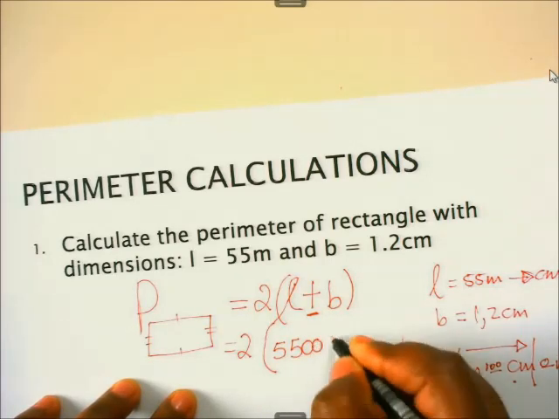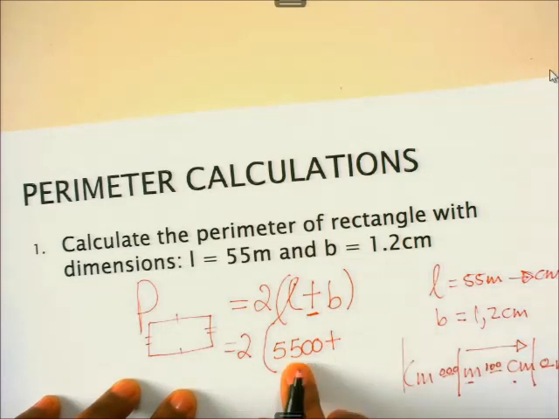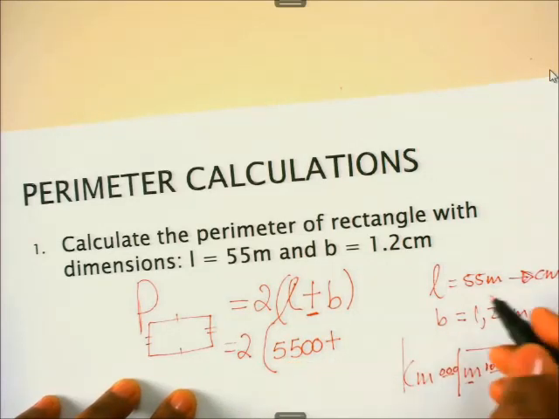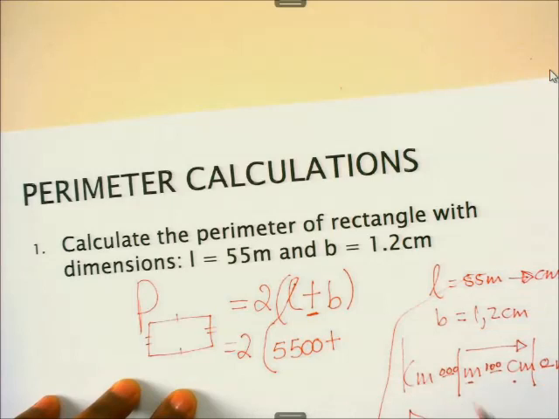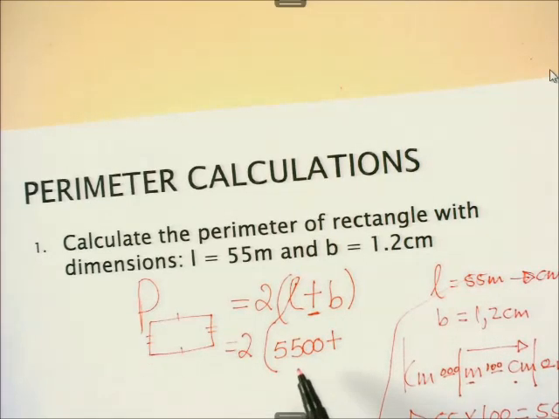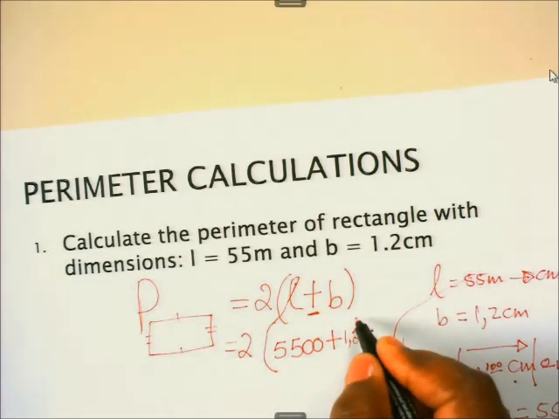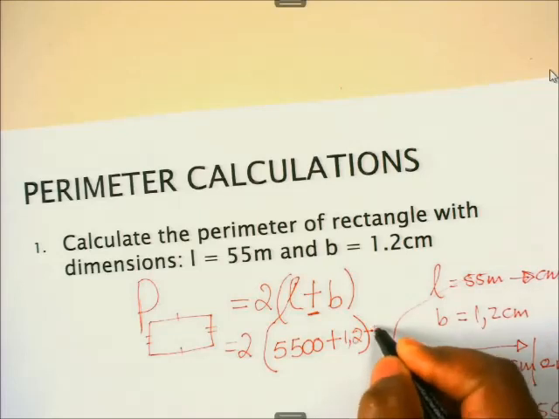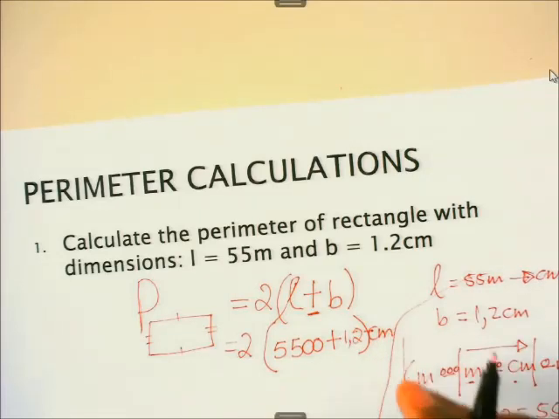5,500. Plus our breadth, this is in centimeters, you must remember. This is in centimeters now because what we did, we multiplied 55 by 100, and then we ended up with 5,500 centimeters. So all our values now are in centimeters. I write down 5,500 plus, let me just write 1,2 and close the bracket. We all know that these are in centimeters.